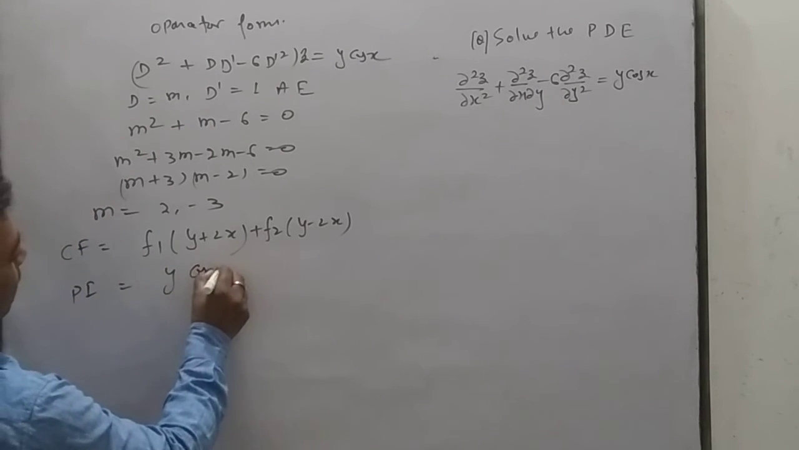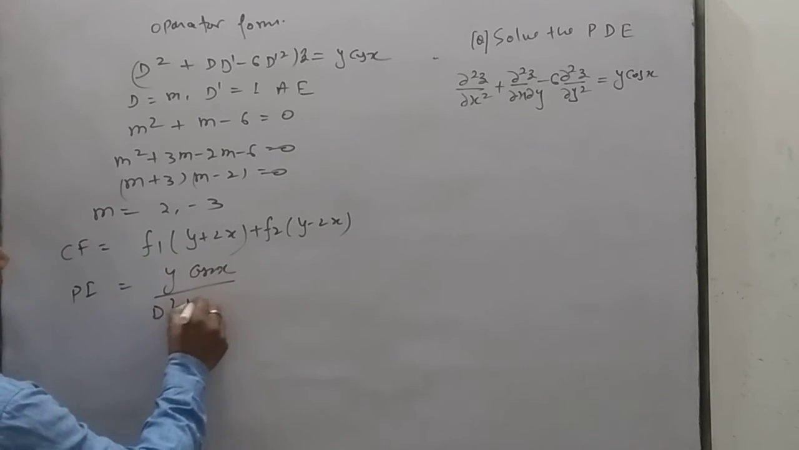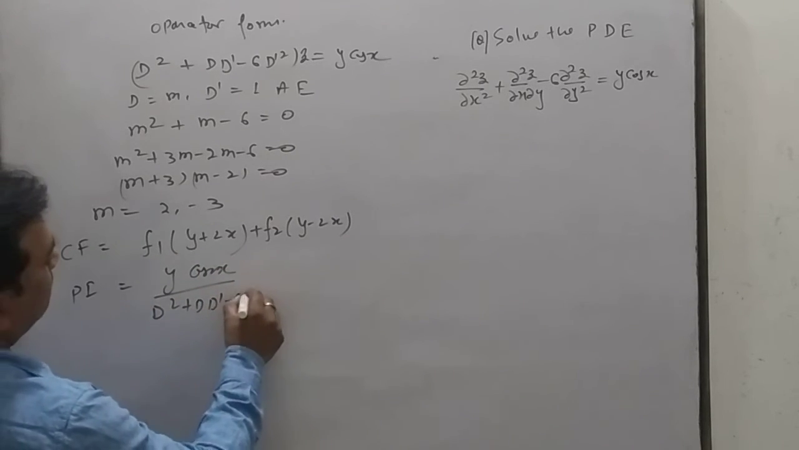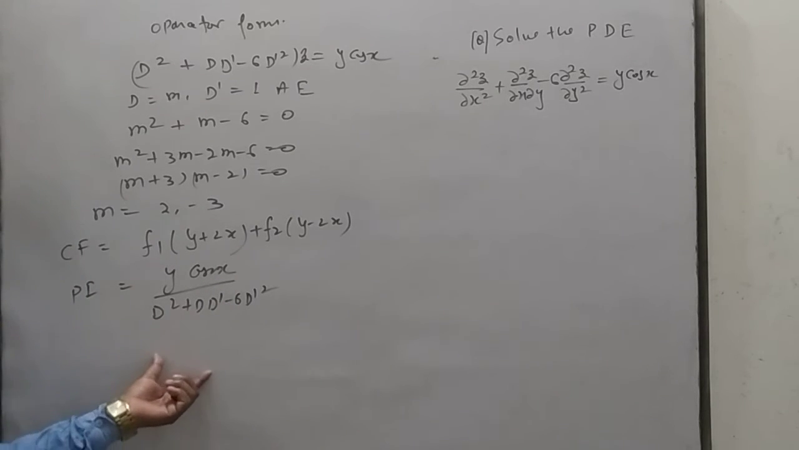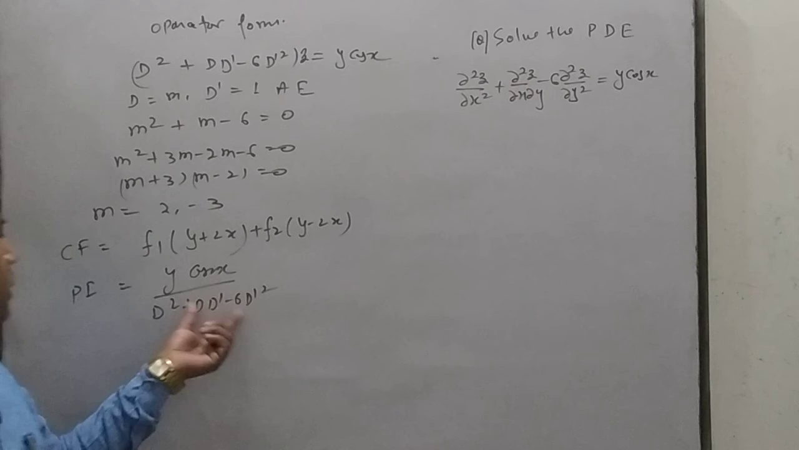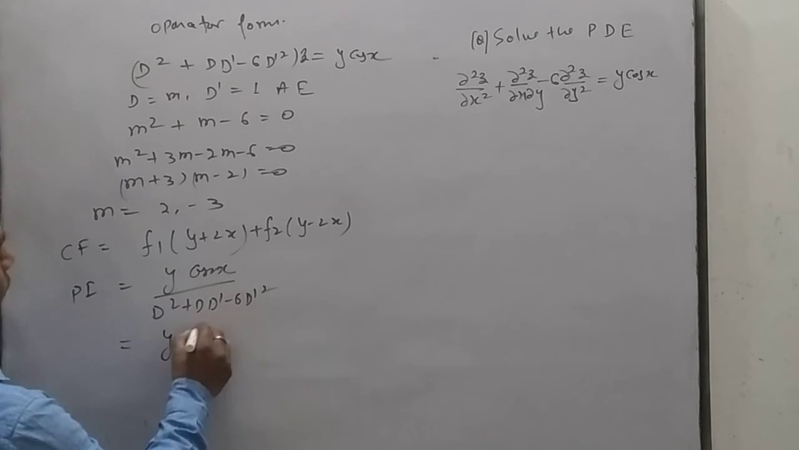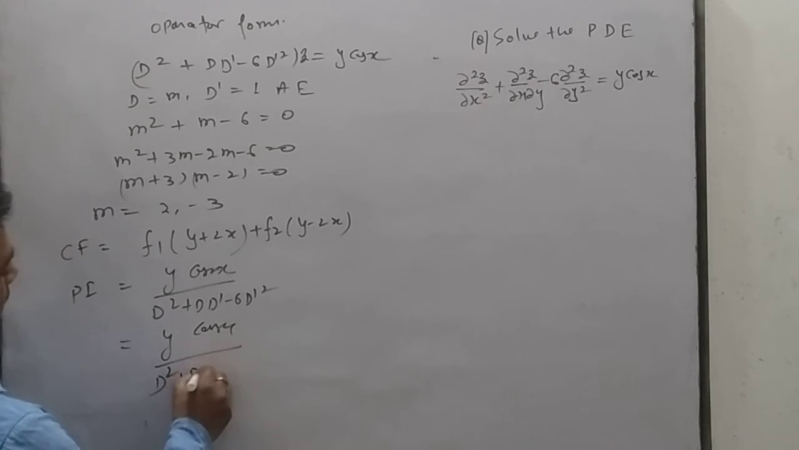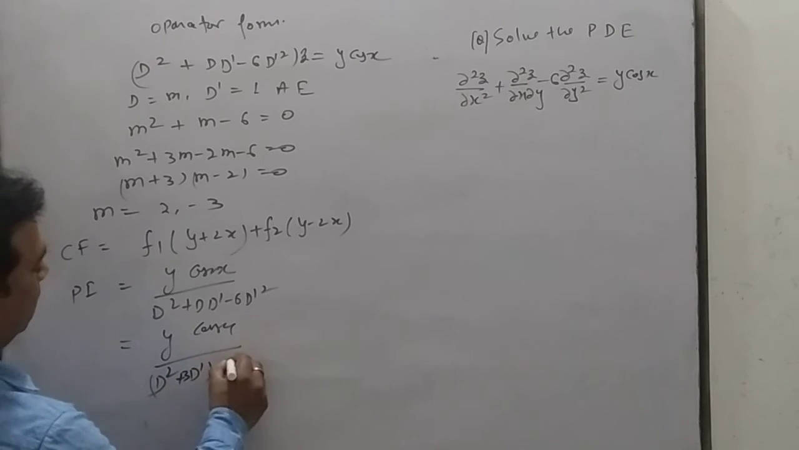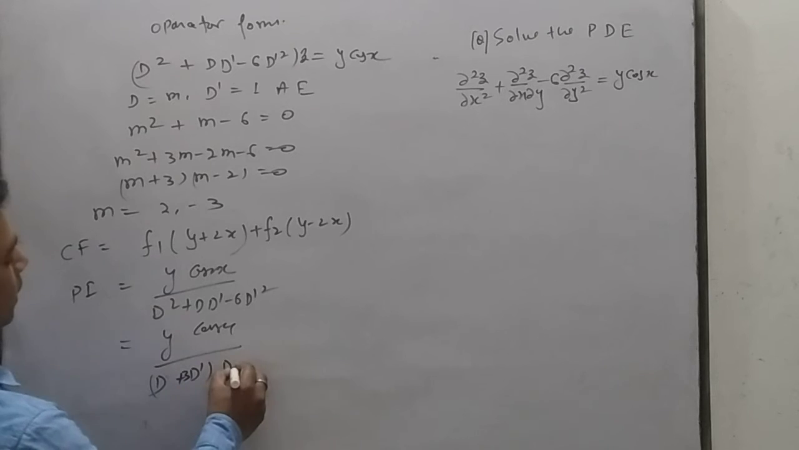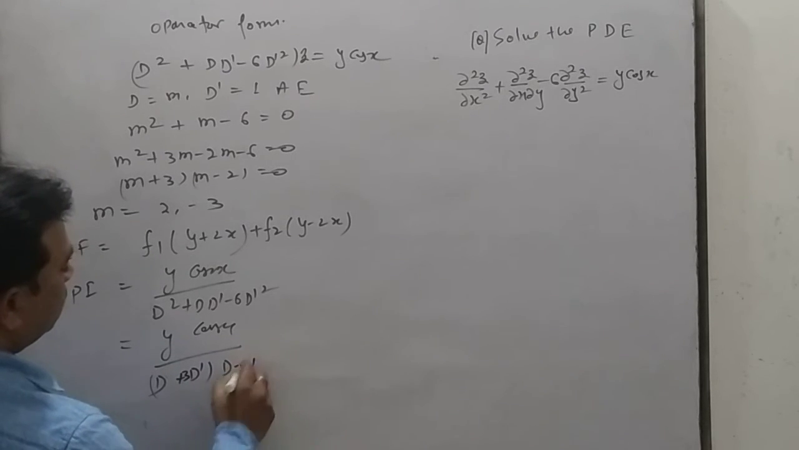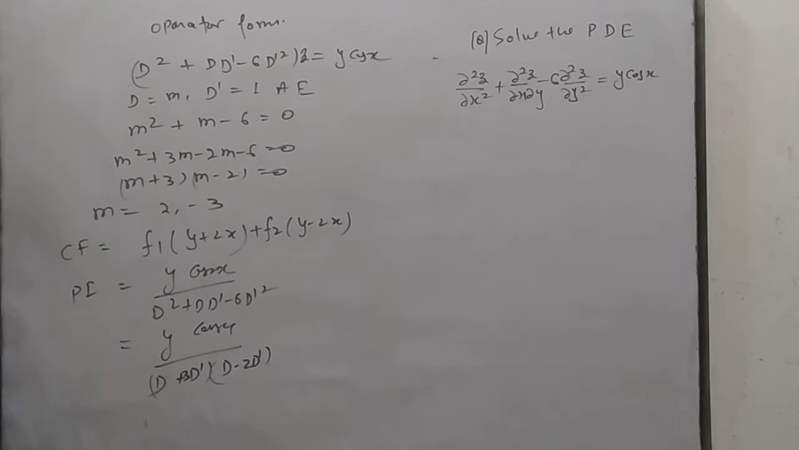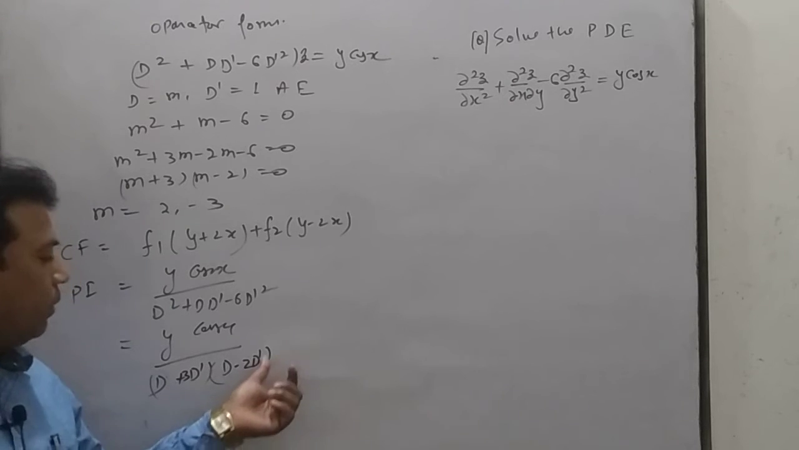PI equal to y cos x upon (D square plus D D dash minus 6 D dash square). First we factorize this denominator. You get y cos x upon (D plus 3D dash)(D minus 2D dash). You factorize this denominator in the form of D plus 3D dash and D minus 2D dash.